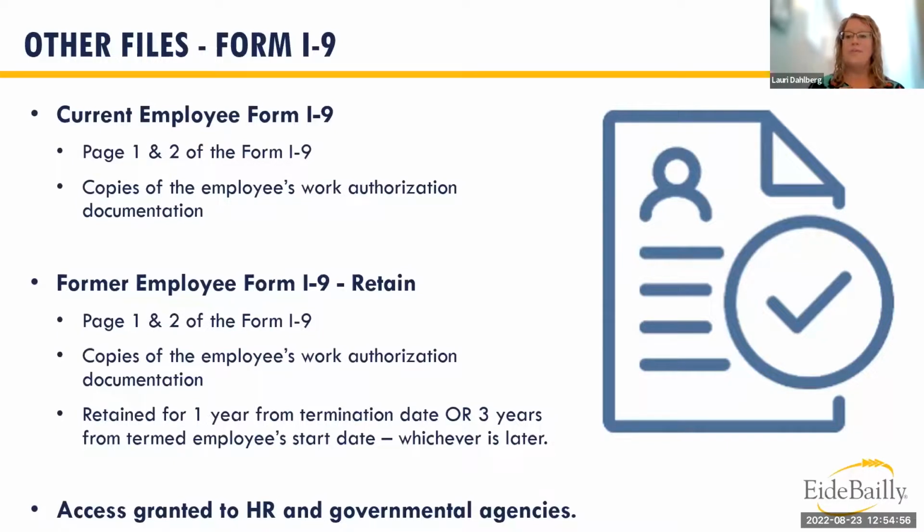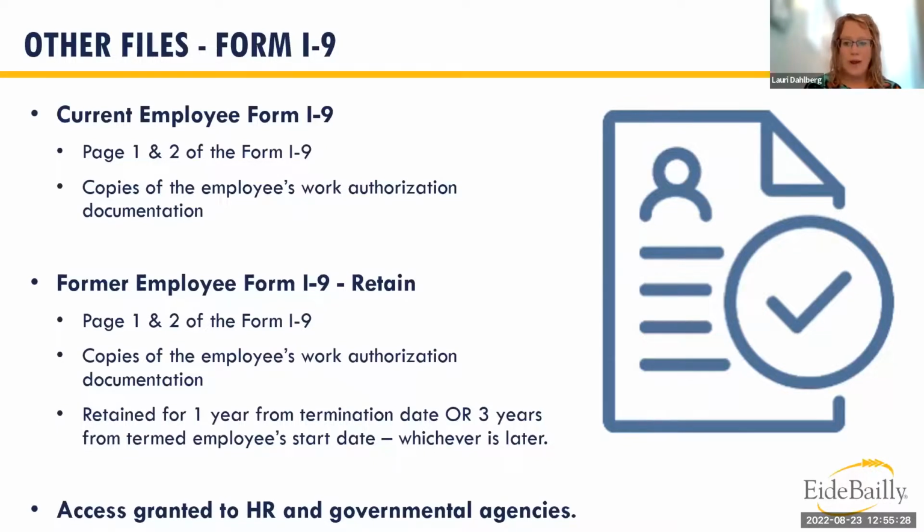If you hired them January 1st of 2022 and they leave August 1st of 2022, you have to retain their Form I-9 3 years from when they started. So it would be January 1st of 2024. I'm sorry, 2025 is when you would be able to get rid of their Form I-9. It is really important that you get rid of that document just as soon as you can, because like I said, there are usually errors on Form I-9s that you will be fined for.